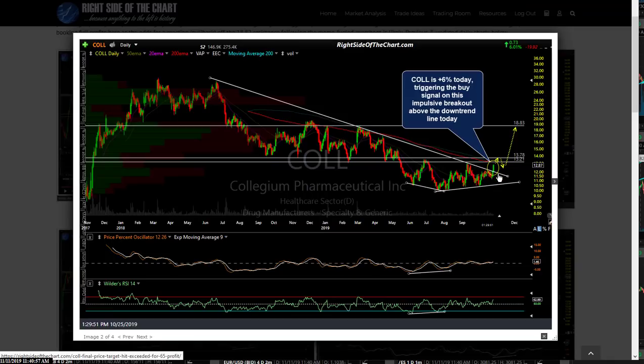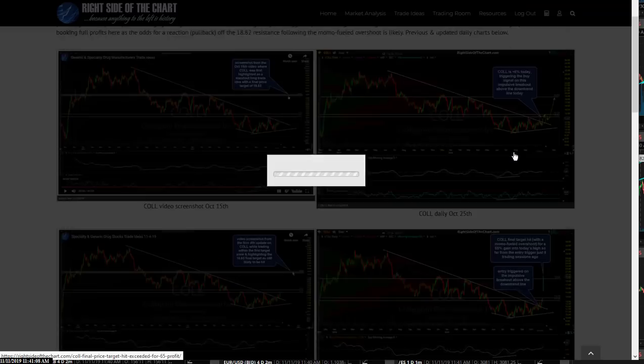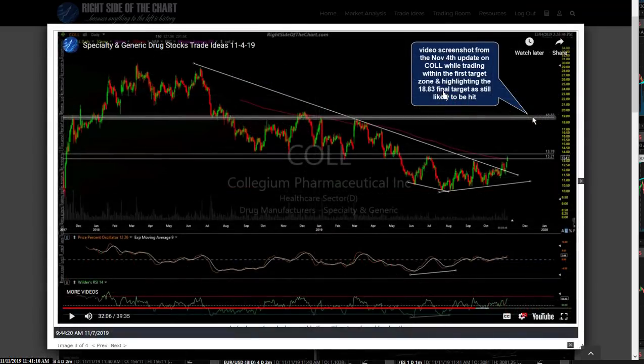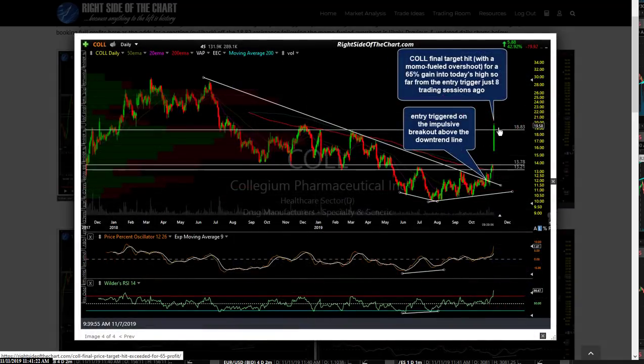You would have set a price alert on that downtrend line. On most chart programs, like TC2000, you just right click the trend line and say set alert, and as soon as it crosses the trend line you get an alert. I highlighted that was the day it broke out. I posted that update. Then I followed up in the video screenshot on November 4th. I said we just hit our first target, and I still reiterated and highlighted the final target there, 18.83, and then boom, we hit it.